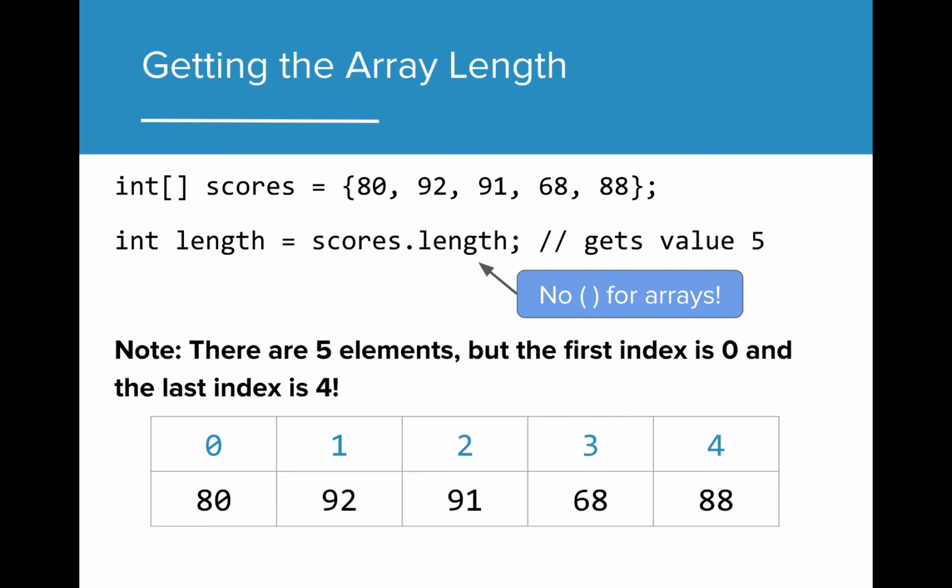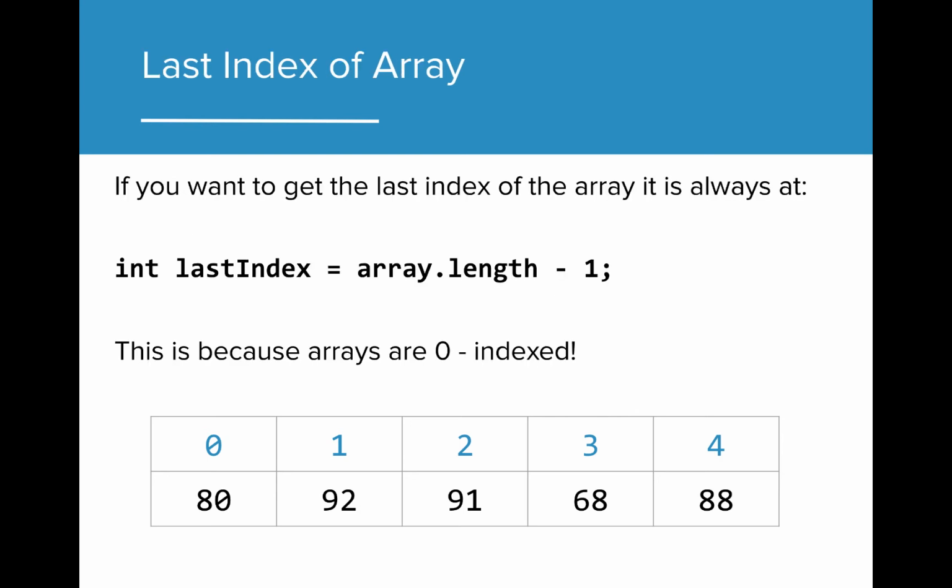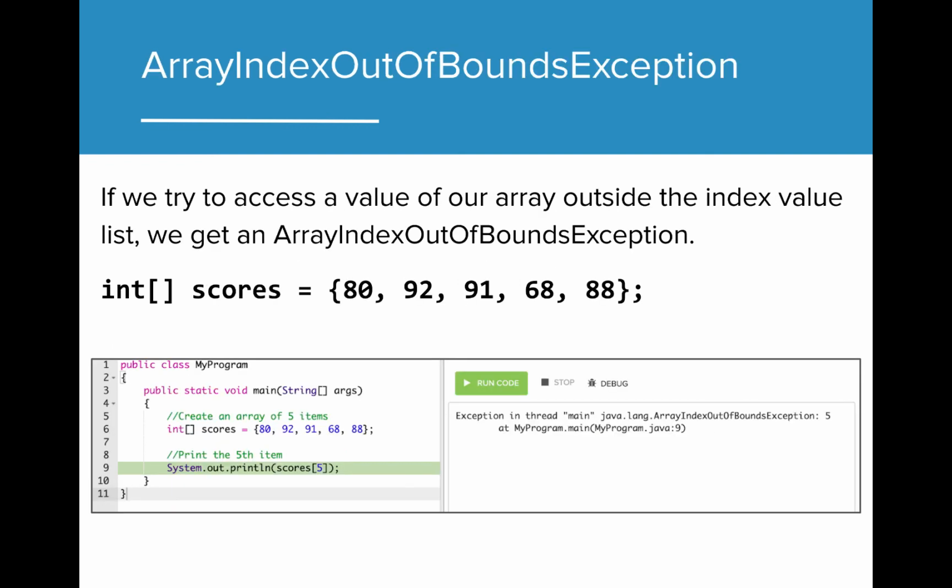This is different from strings, where we got the length of a string by using .length with open and close parentheses. Since our index starts at 0, the index value of the last item will always be 1 less than the length. For example, this array has 5 items. The length will be 5, but the index values go from 0 to 4. Notice in this array, we have 5 elements, but the index values go from 0 to 4. When we try to access the last element by referring to index 5, we get an array index out of bounds exception error. When we change the value to 4, we successfully return the last value in the array.